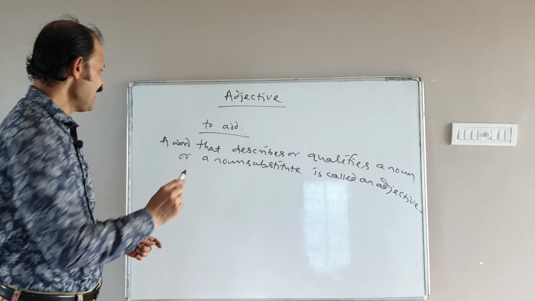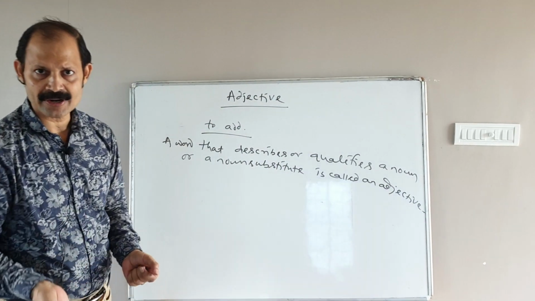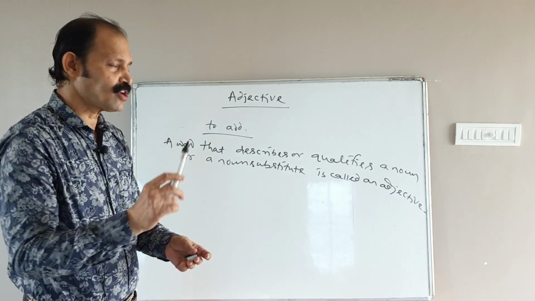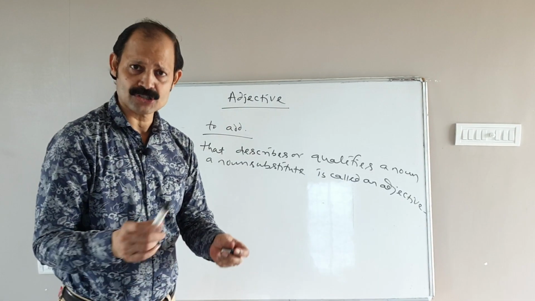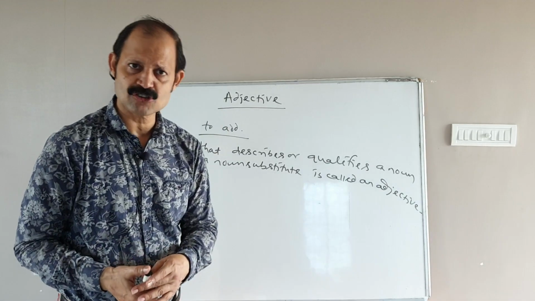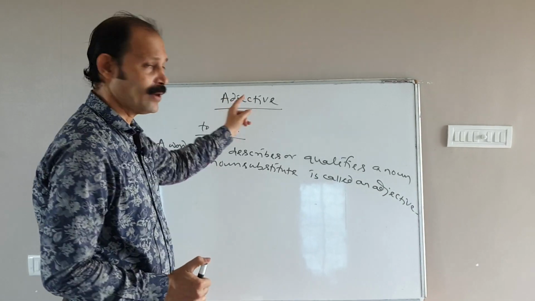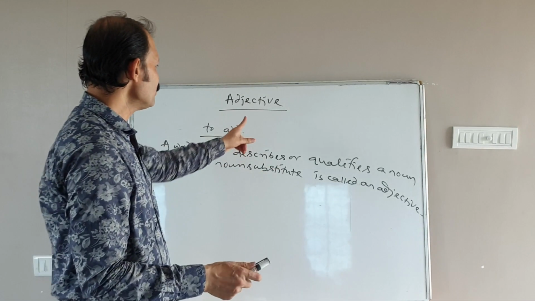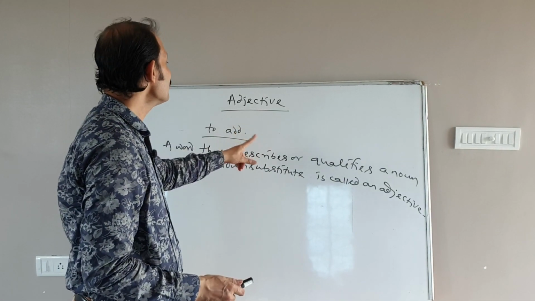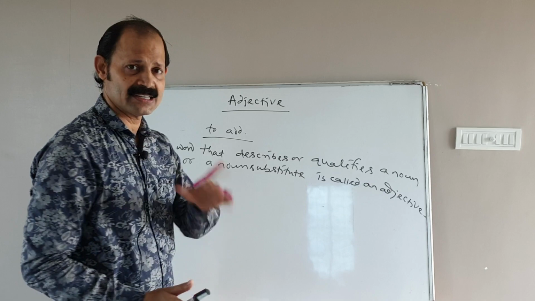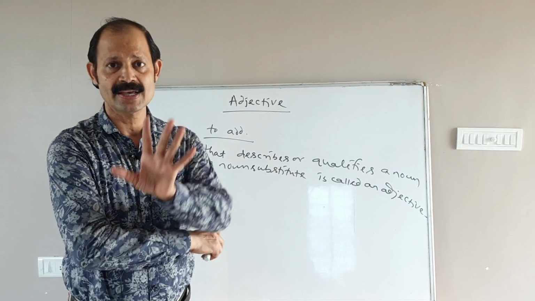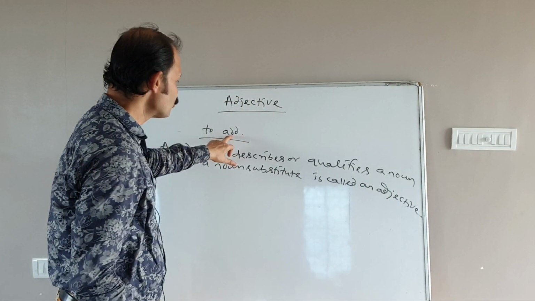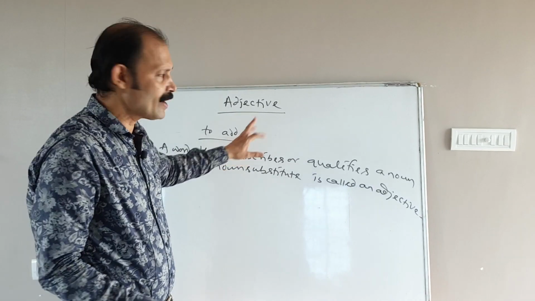So if any word is a noun qualifier, it is an adjective, because some other qualifiers qualify other parts of speech other than nouns. When I discuss adverbs, we will discuss that. Now, because we have to discuss adjectives, I am telling you the definition of adjective. Adjectives are the noun qualifiers. They add some meaning to the noun. That's why it is an adjective.